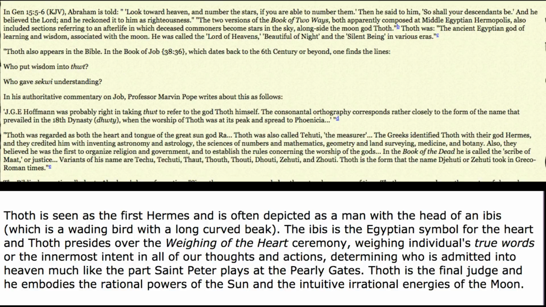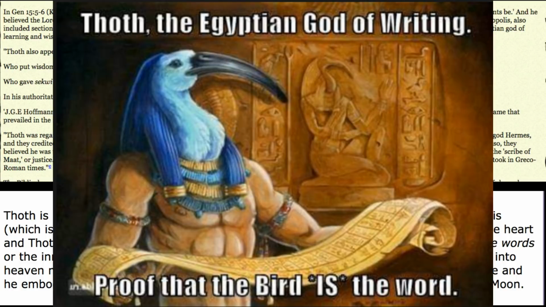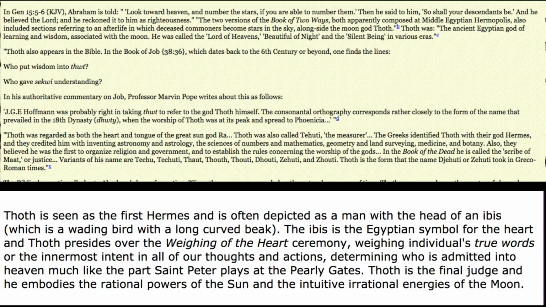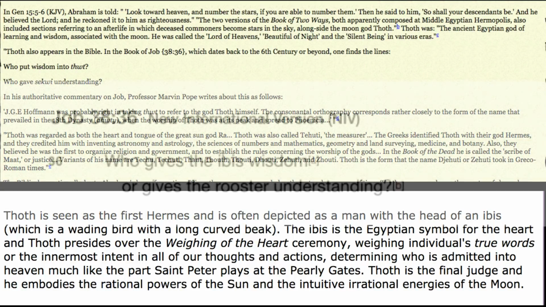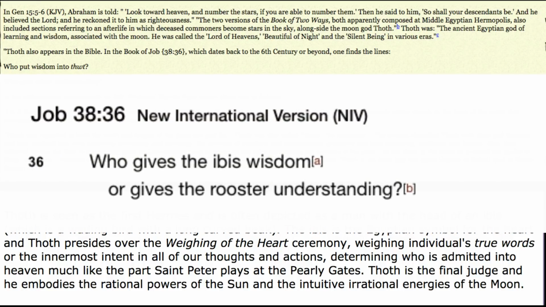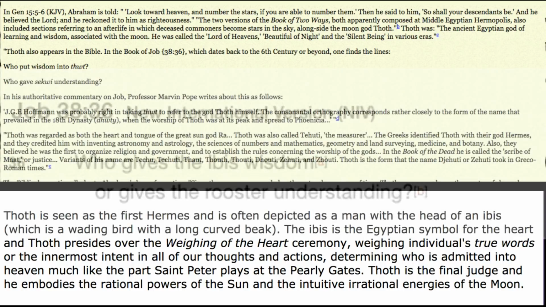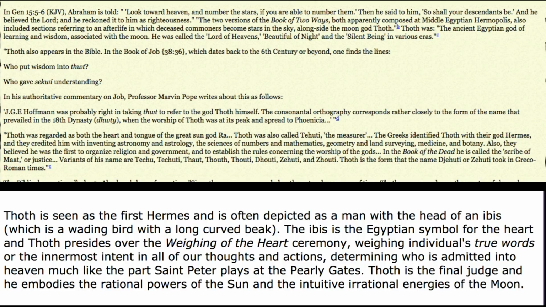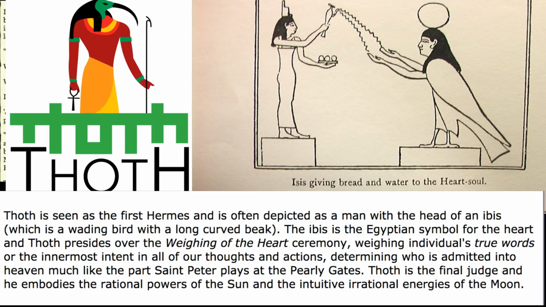So we're going to continue down here. It says Thoth is seen as the first Hermes and is often depicted as a man with the head of an Iblis. Again, there you go, Iblis. So Job 38 again says, who put wisdom into the Iblis, or Thoth, which is a wading bird with a long curved beak, it says here. The Iblis is the Egyptian symbol for the heart.